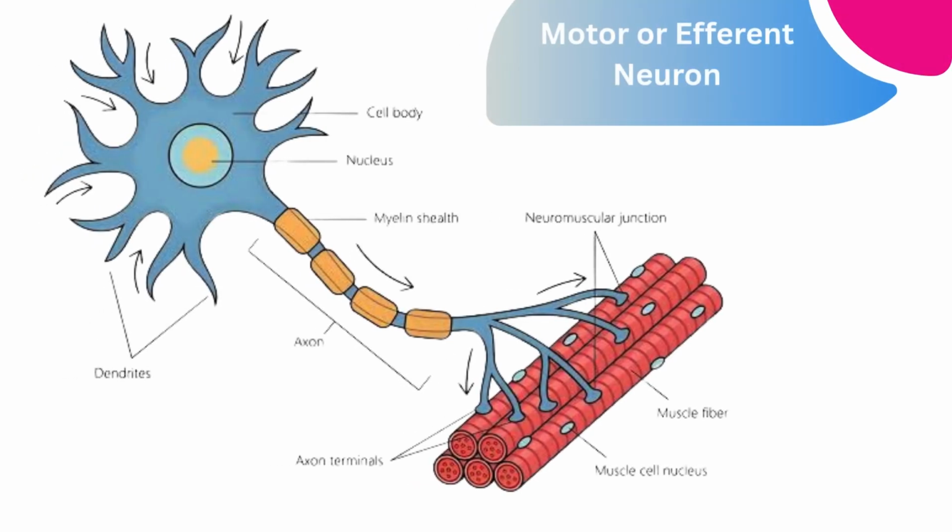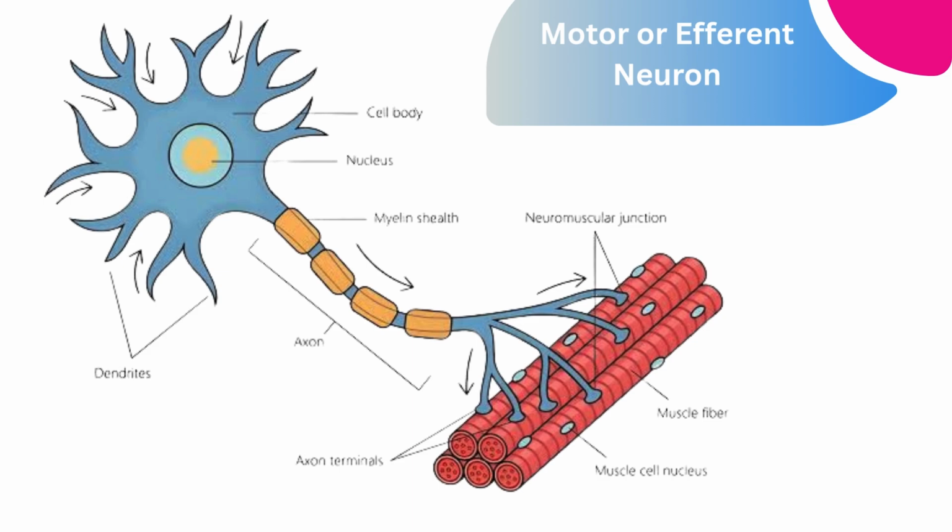Motor or efferent neurons are specialized cells that transmit impulses from the central nervous system, that is the brain and the spinal cord, to the skeletal muscles, enabling movement. They are specialized for voluntary and involuntary actions like walking, talking, and heartbeat. Motor neurons are classified as either upper or lower motor neurons, each playing a distinct role in the movement process.